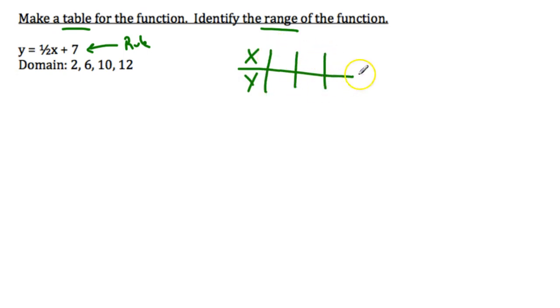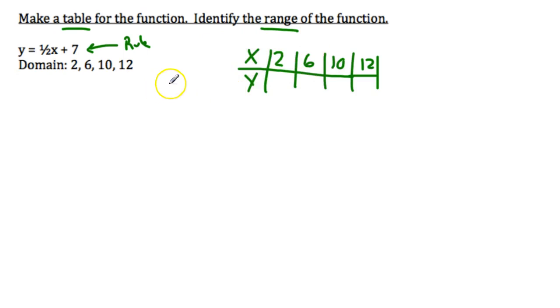All right, that should give us 4 spots. The domain, those are the x values, right? So for the x's, I'm going to put 2, 6, 10, 12. So those are the domain, the input, the independent variable.